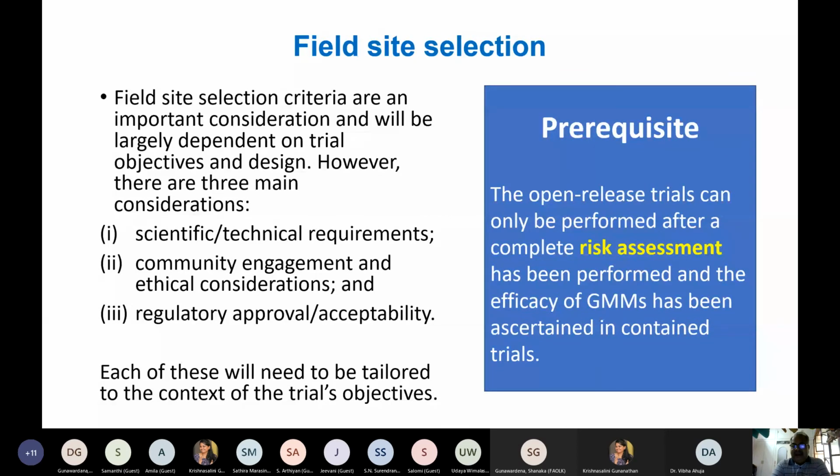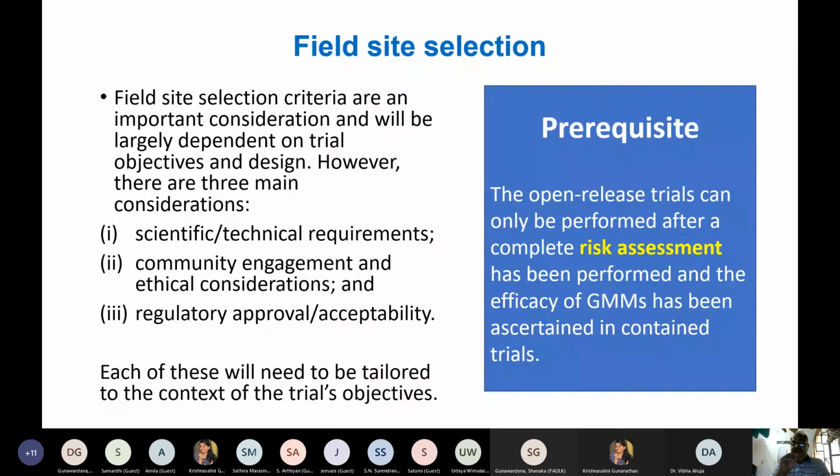The community engagement and ethical considerations are an integral part of the overall stage 3 conduction of the experiment. Without having the favor of the community or the stakeholders, we cannot succeed in this stage 3. And of course, with re-emphasis, the importance of approval or acceptability by the regulatory bodies. The regulatory body must be able to give permission to carry out this stage 3, only then can this stage proceed further. Now each of these will need to be tailored to the context of the trial's objectives.